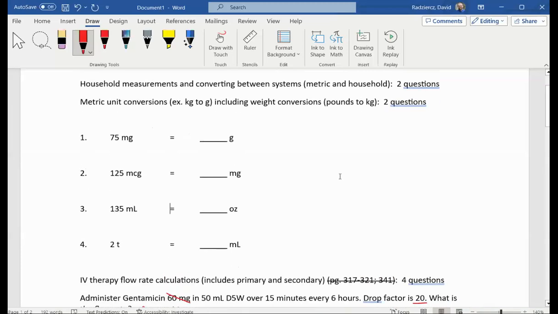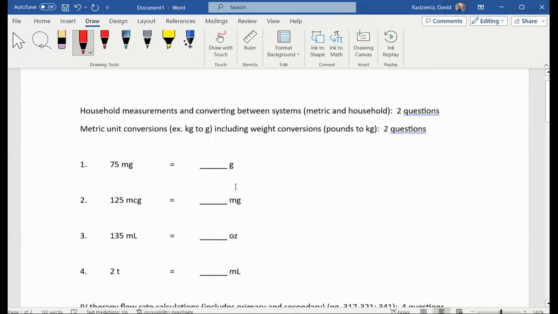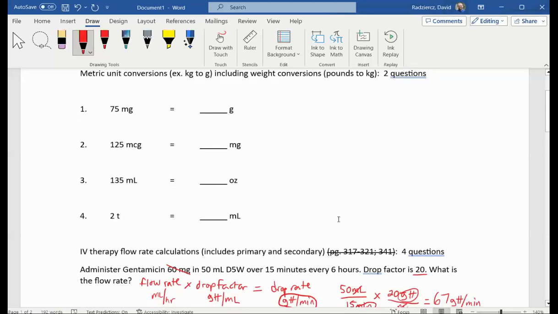All right, so these are questions that deal with both household measurement and converting between systems and metric unit conversion. So I just have two examples of each, and I'll give you another example here in a little bit too. Like I said, I don't like numbering, so we'll just get rid of that.